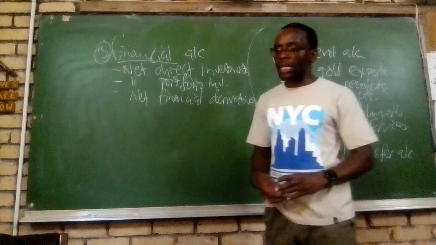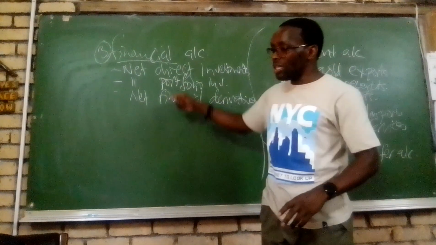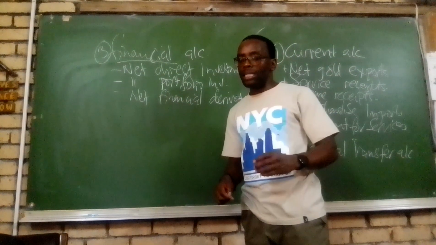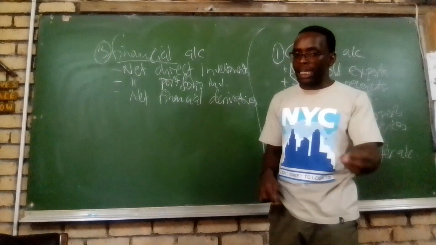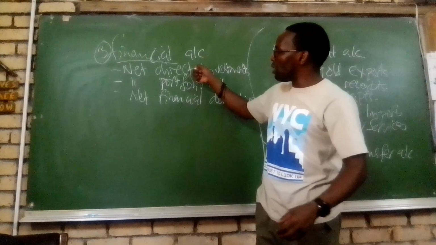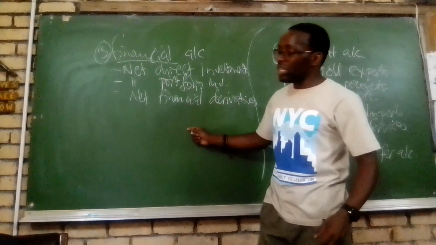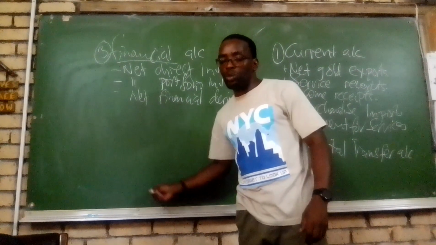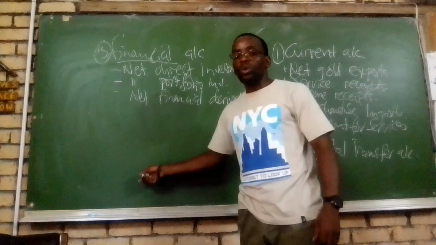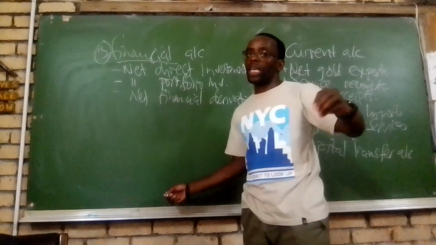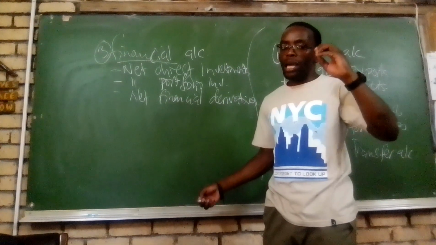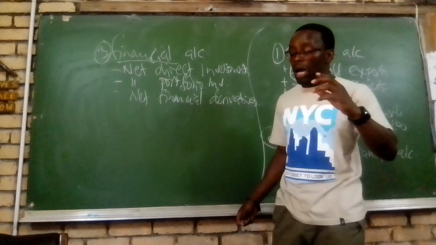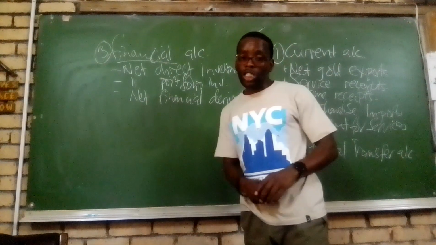Now, you need to understand that when we have done this with our financial account, we now get the balance on the financial account. In other words, when you have recorded all this and then you add those that you need to add, and the ones that are negative you subtract, then you get your balance on the financial account.